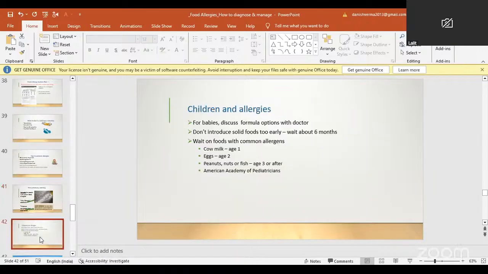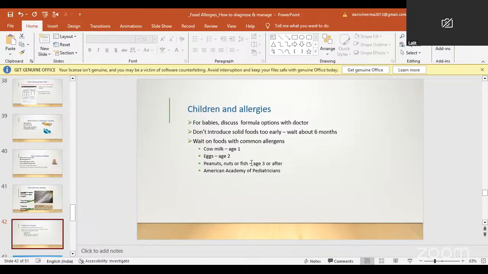Children and allergies. For babies, discuss formula options with the doctor. Don't introduce solids too early; wait for about 6 months. Wait on the food items. Cow's milk definitely by age 1. Eggs, we have been saying between age 1 and 2. And then peanuts, nuts, and fish by age 3 or after.